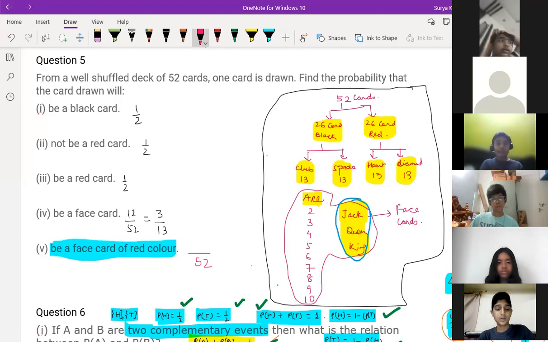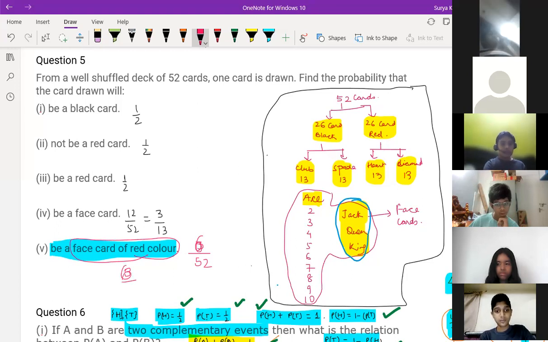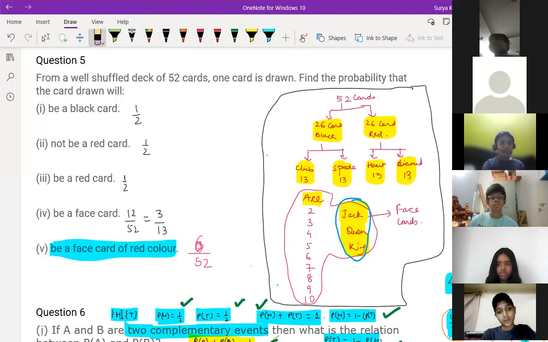Here they are saying red color, they're comparing only for face card. So how many face cards of red color are there? 3. And in how much? Sorry, 6. In how much? The total cards. You don't tell the face card 3 by 26 or 6 by 26. Don't do that. Okay. If they say that only red cards are available, black cards are not there, then you should compare in 26 cards. Understood, Sai Charan?